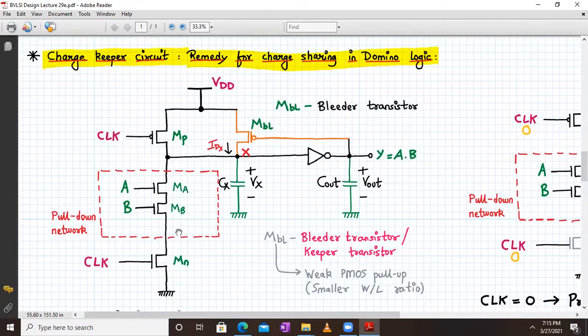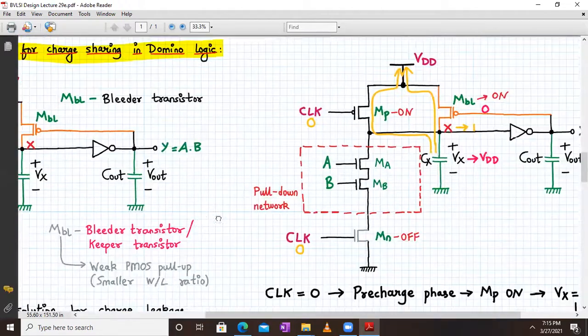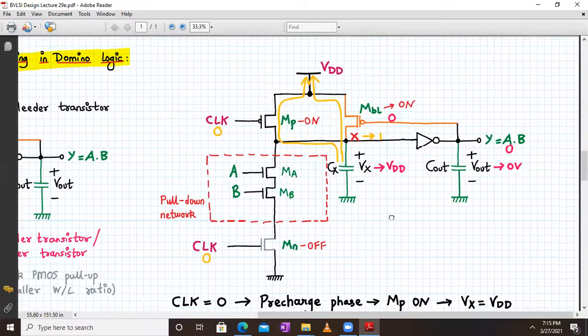So here is my domino logic for a 2-input AND gate. The only additional thing is this MBL bleeder transistor, or keeper transistor. This orange thing which we have drawn over here, which is my PMOS transistor, is the addition to the network. Now let us understand how this will prevent the charge sharing problem.